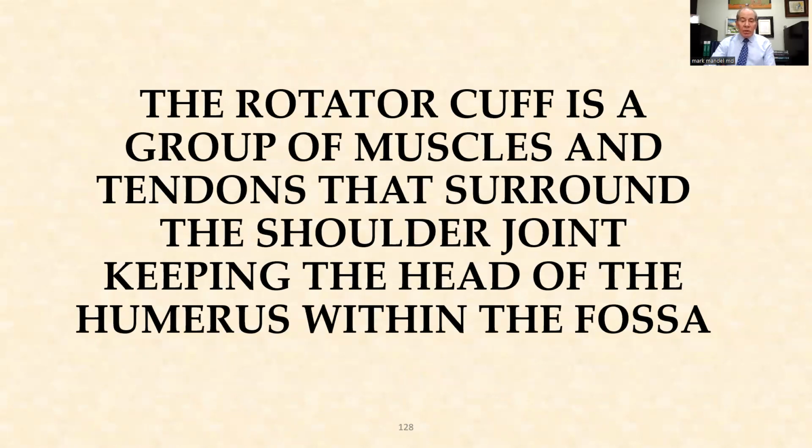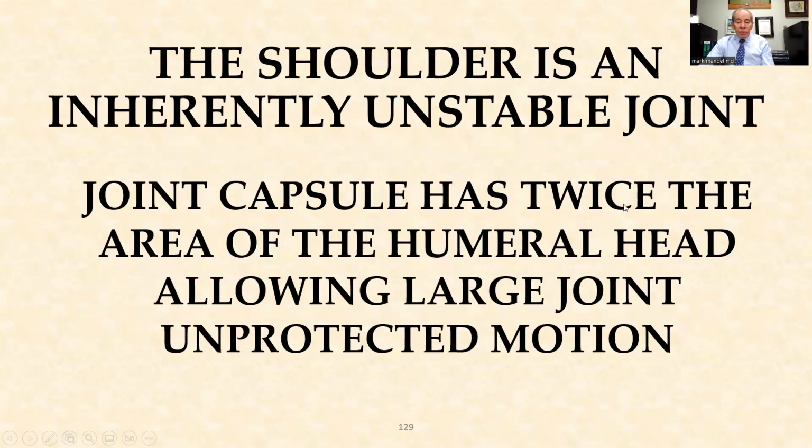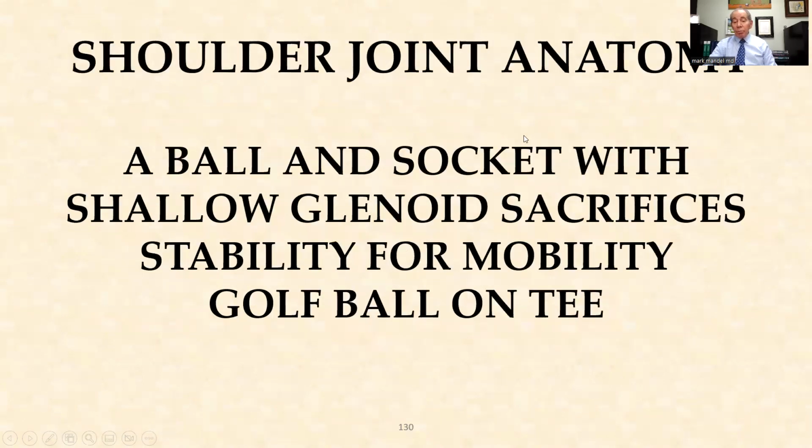One last topic is what is the rotator cuff? Well, the rotator cuff is a group of muscles and tendons that surround the shoulder joint, keeping the head of the humerus within the fossa. The shoulder is basically a lax or unprotected joint. So instability is inherently present in the shoulder joint, just like it is in the thumb and in your hip. And the reason is the joint capsule is twice the area of the humeral head, allowing for large joint and protected motion. So we're dealing with a ball and socket joint with a shallow glenoid, sacrificing stability for mobility.